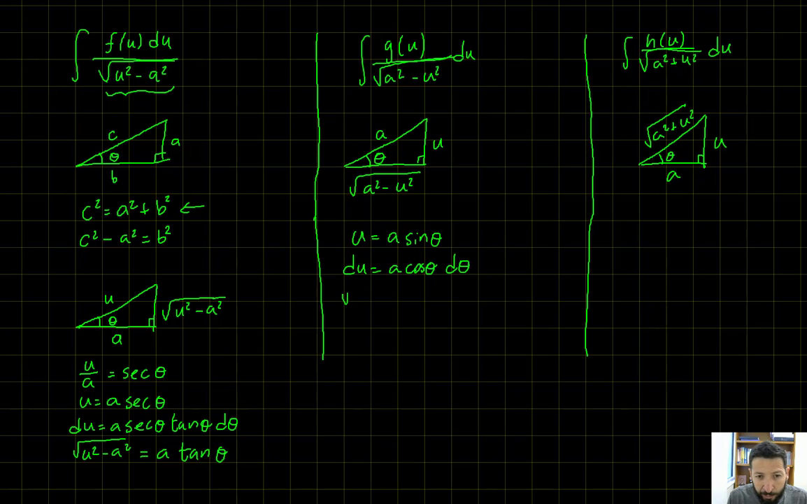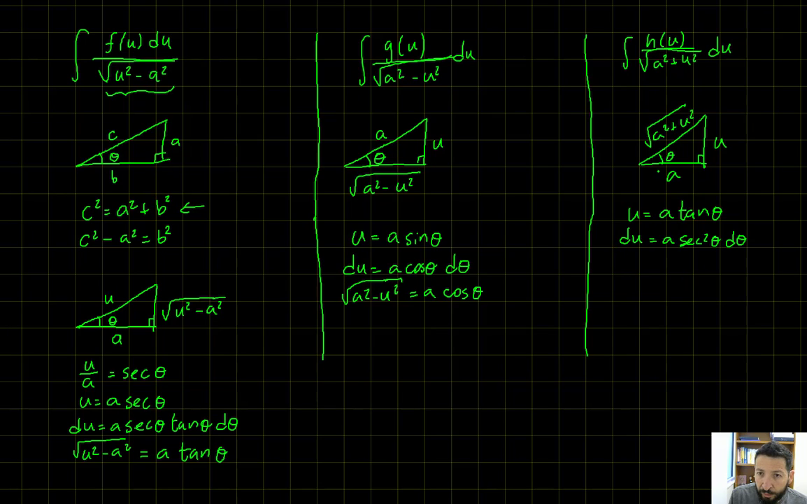So you just write that the square root of a squared minus u squared equals a cosine of theta. All right, and now lastly, for the tangent, u over a is opposite over adjacent. That's tangent. So u is a tangent of theta. And then du is going to be a secant squared theta d theta.